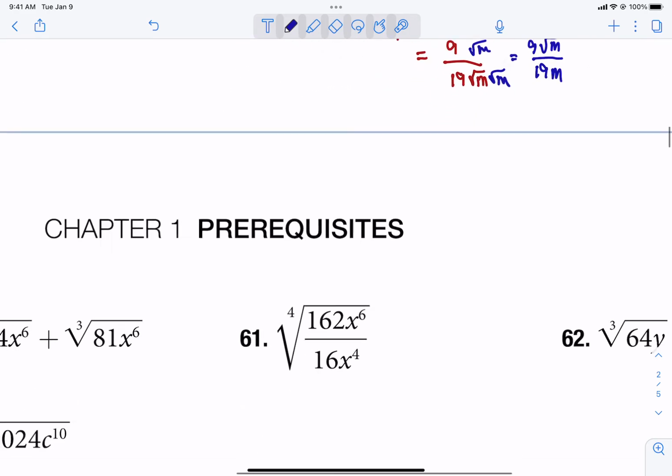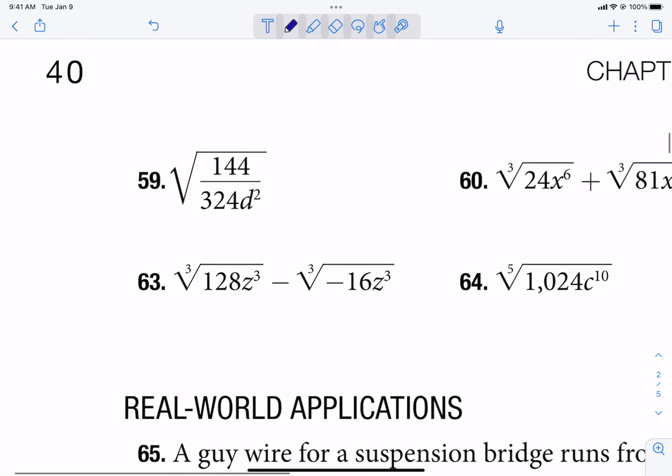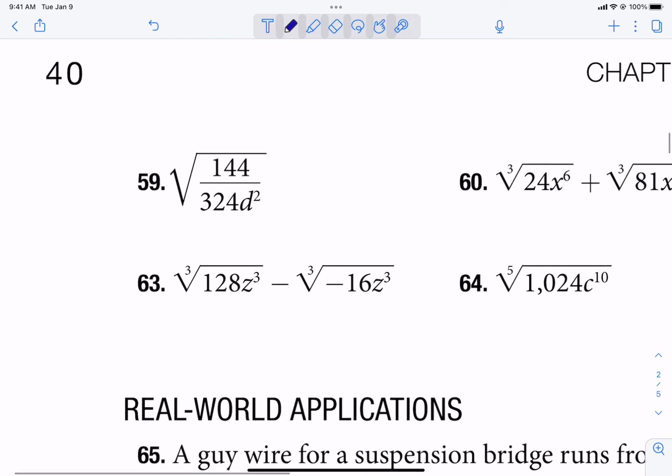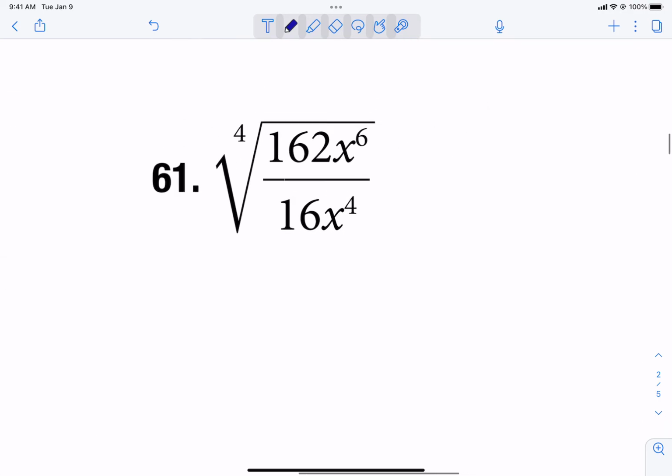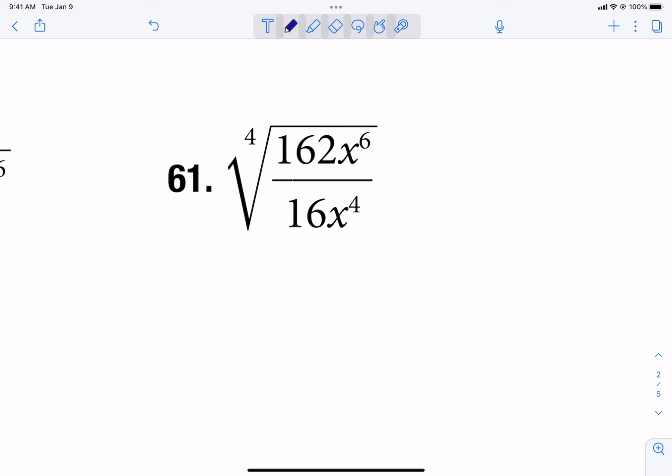We're just practicing doing some radicals. So I think you'll be okay reducing 59. Let's talk about 61 because it's a 4th root. We haven't come across any 4th root yet. Let's think about 4 things to a power of 4.